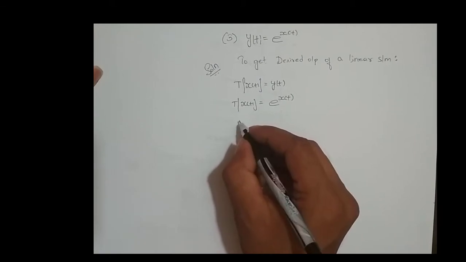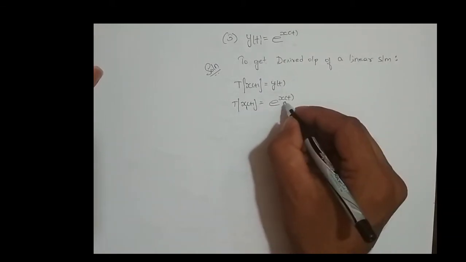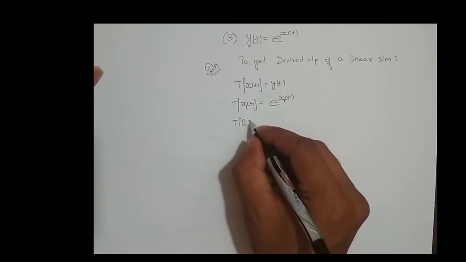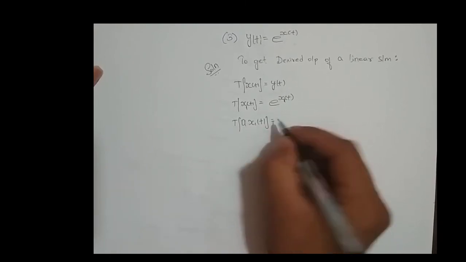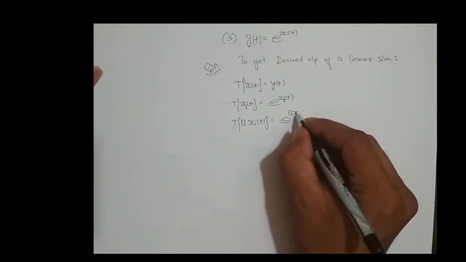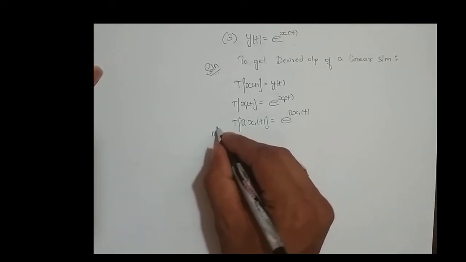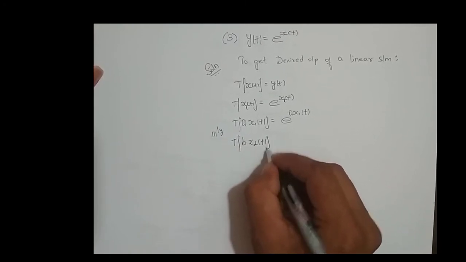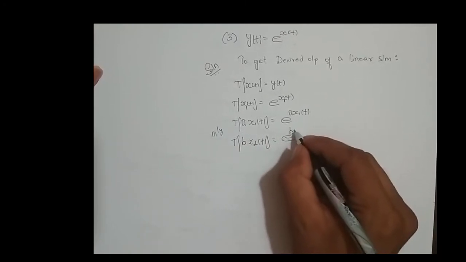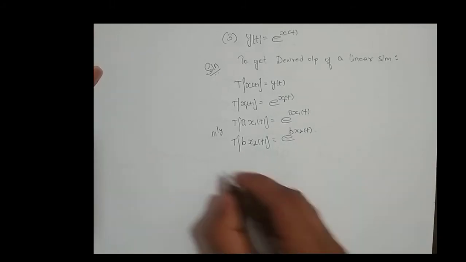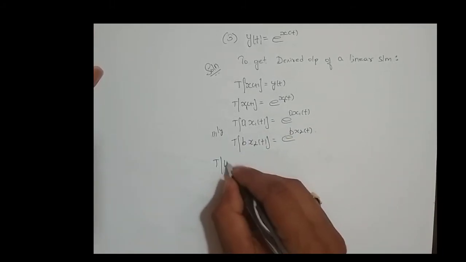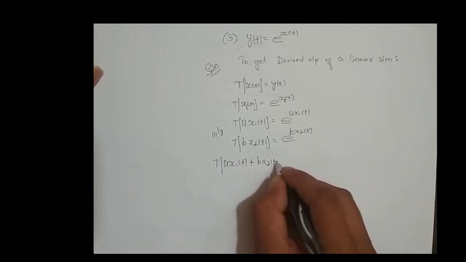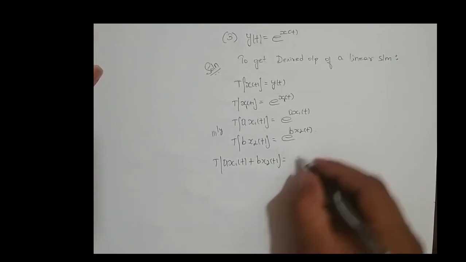Now I will make the input x1 of t. Output is e power x1 of t, right? If I scale it to a times x1 of t, what is the output? E power a times x1 of t, right? Similarly, another scaled input b times x2 of t gives e power b times x2 of t, right? Now I combine these two: transformation of a times x1 of t plus b times x2 of t is equal to what?